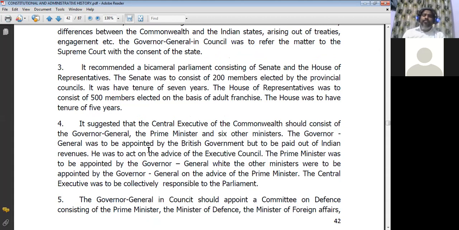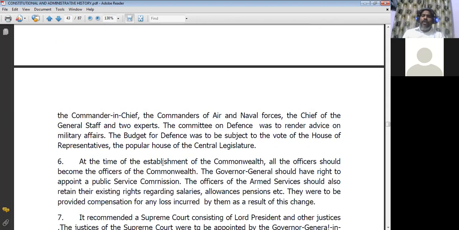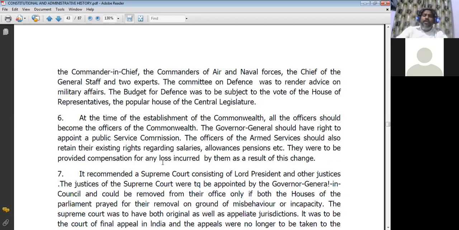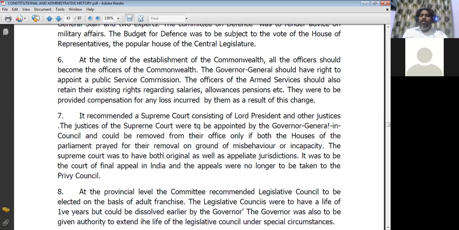And the same report recommended that the Governor General in Council should appoint a committee on defense consisting of the Prime Minister, the Minister of Defense, the Minister of Foreign Affairs, the Commander in Chief, the commanders of air and naval forces, the Chief of the General Staff, and two experts. It also recommended that at the time of establishment of the Commonwealth, all officers should become officers of the Commonwealth, and the Governor General should have the right to appoint a public service commission. And it also recommended a Supreme Court consisting of a Chief Justice and other justices.